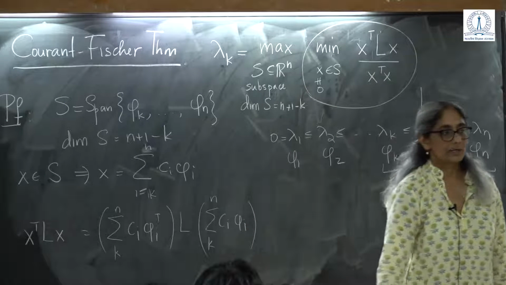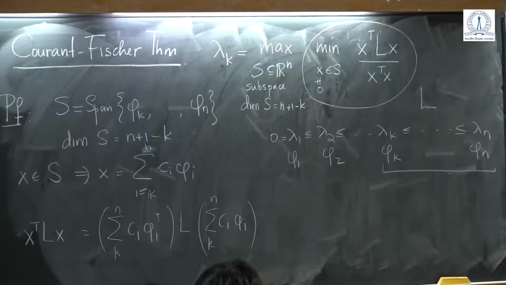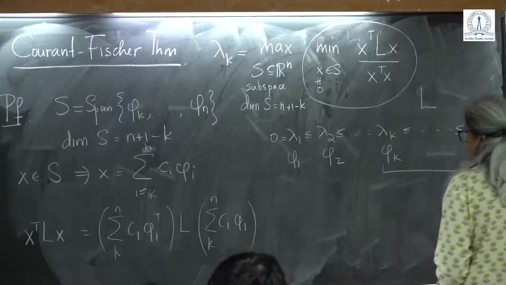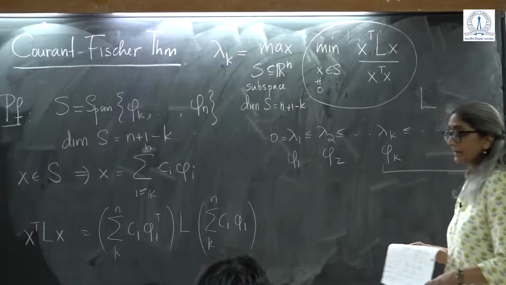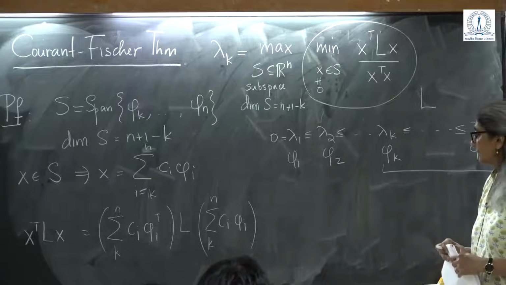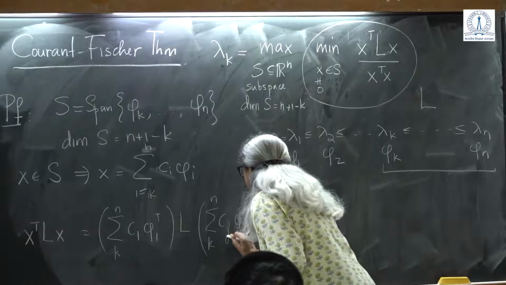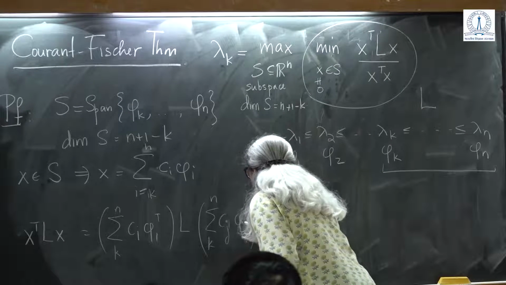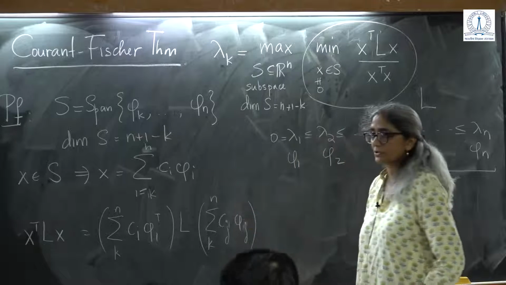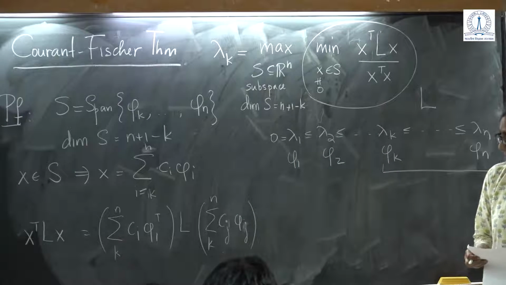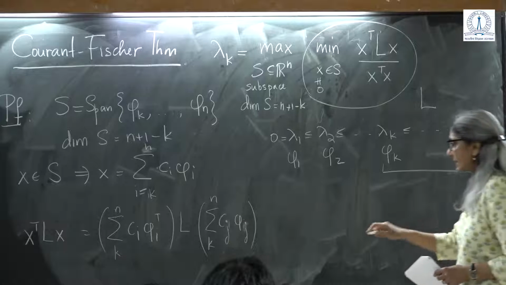Okay? So I picked an X in my subspace, which I fixed, and then I'm just calculating what the quadratic form looks like. Oh, Cj, phi j, yeah, let's change the index, that's a good idea. So let's change the index, and now j goes from k to n, okay? Good, so now do you see what's happening?